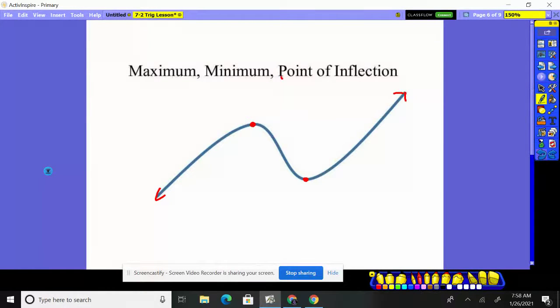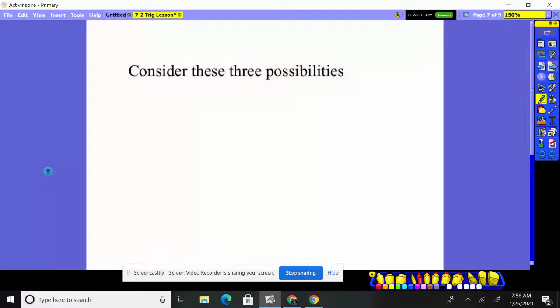Now, what is this point of inflection? Well, notice this curve is bending this direction, and at some point it starts flipping the other way, which is about right here. That's called a point of inflection. It's where the curve is going one way and then it starts going the other way. This one, notice again, it's sliding up, up, up, and then it starts coming more down right there. That's what's called the point of inflection. Okay, so consider these three possibilities.